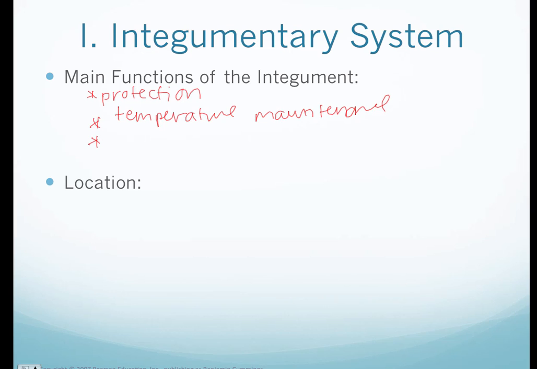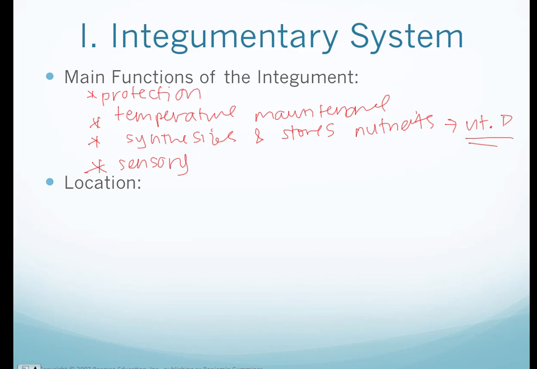Another thing is that it synthesizes and stores nutrients. One specific one that I do want you to know is vitamin D. And the precursor to the active form of vitamin D is within our skin. Once our UV hits it from the sunlight, we can bring this into our body. It's converted into its final form. And then eventually this is going to be the active form of vitamin D, can help maintain our bone growth and store calcium. Now, another function of the integumentary system is going to be for sensory reception.